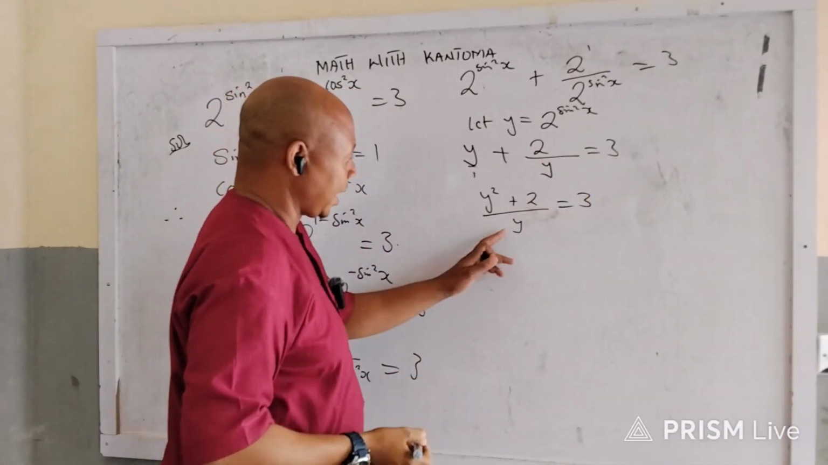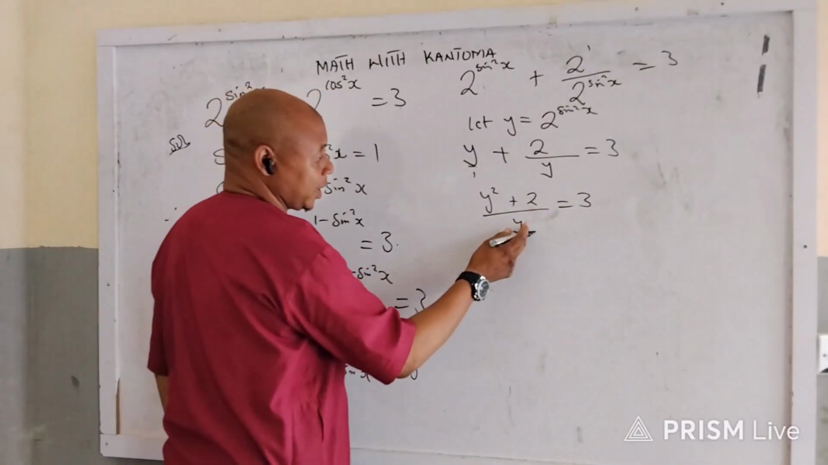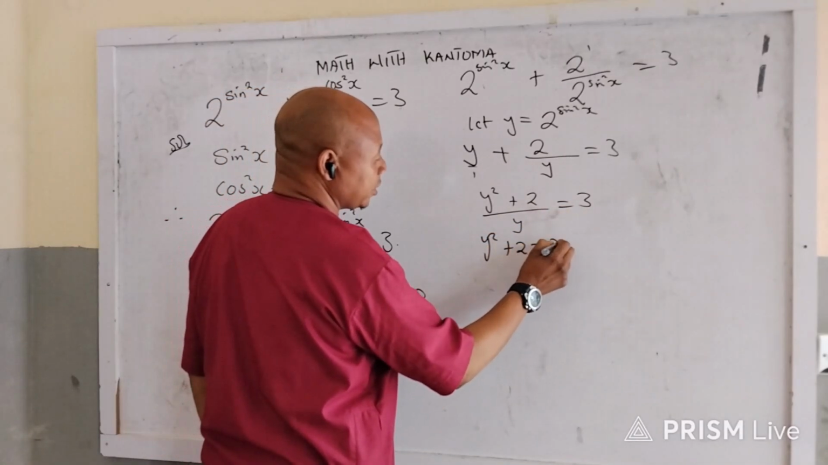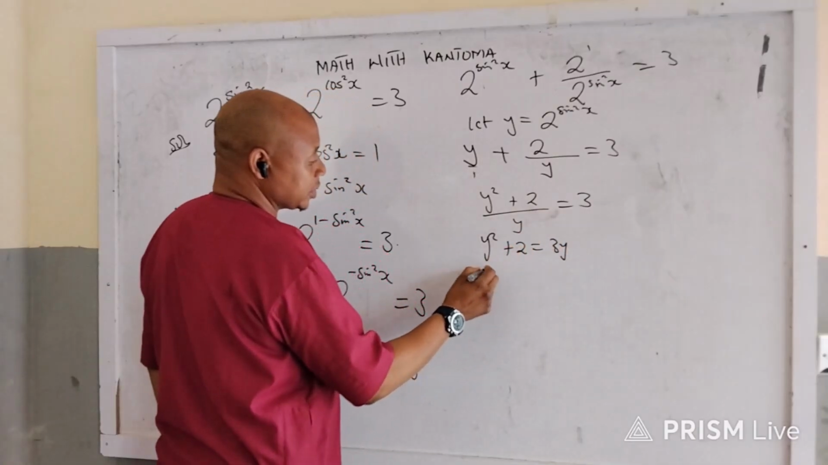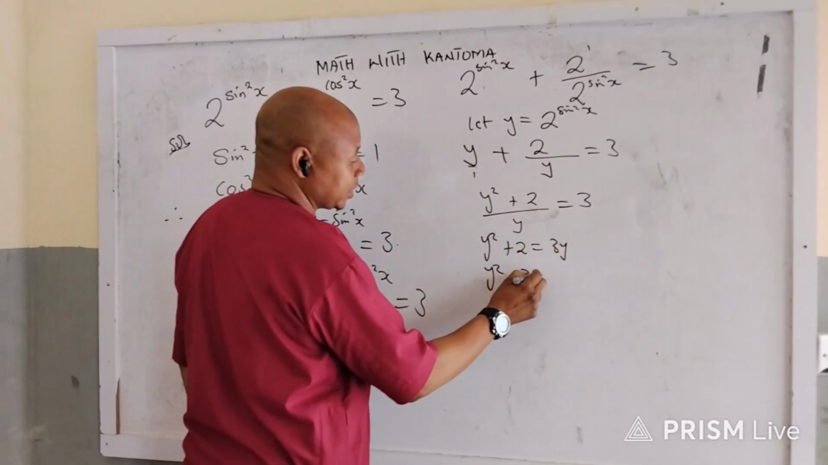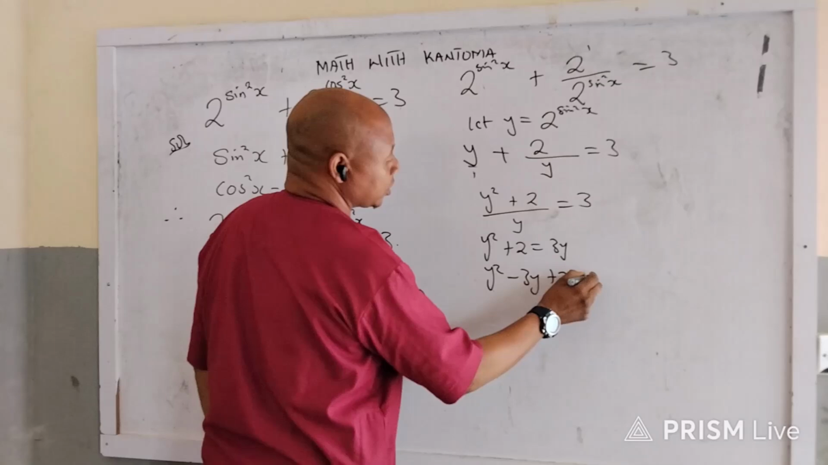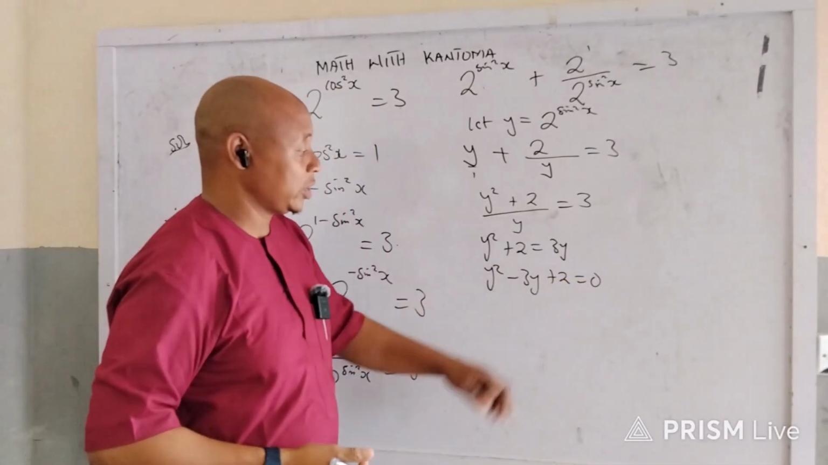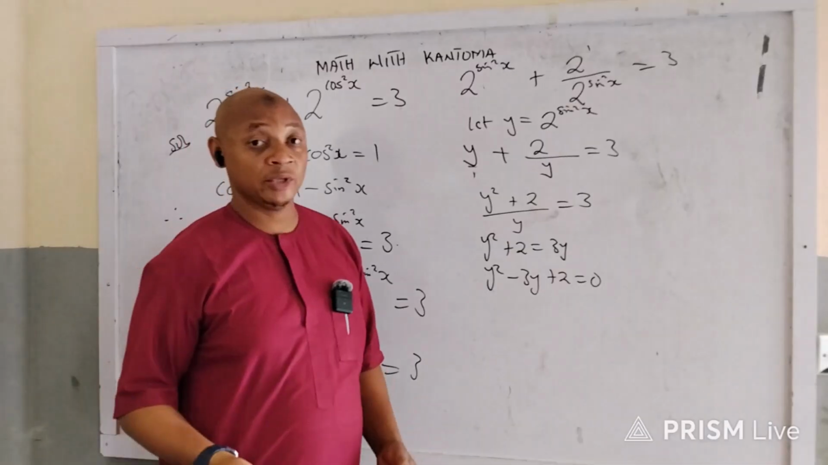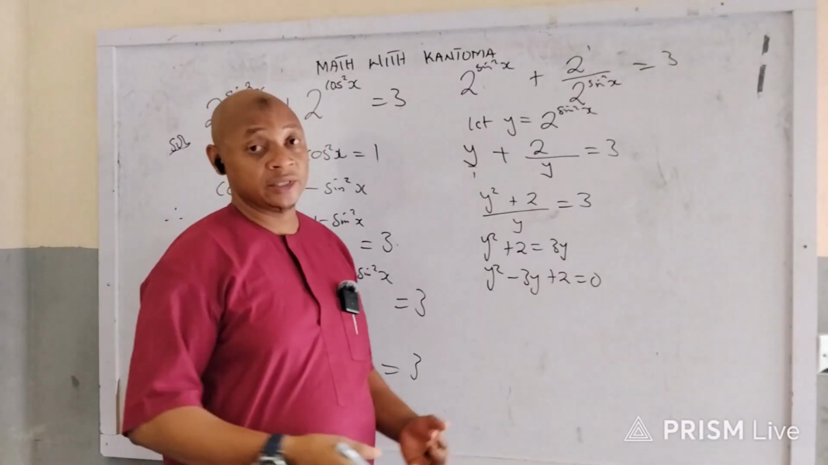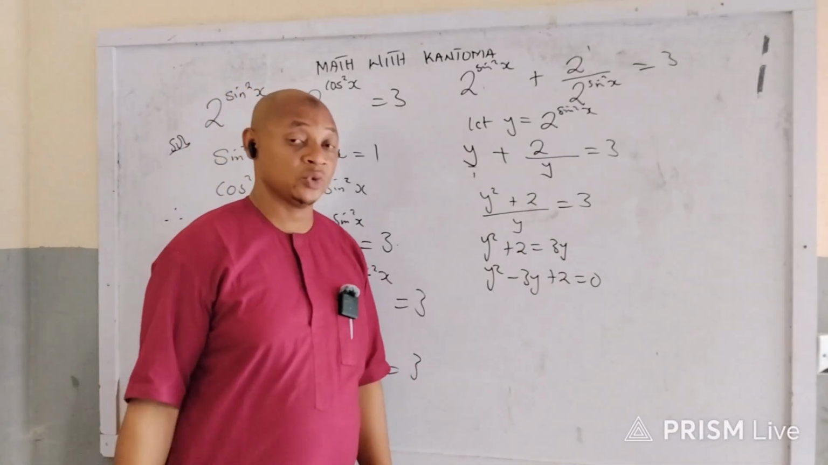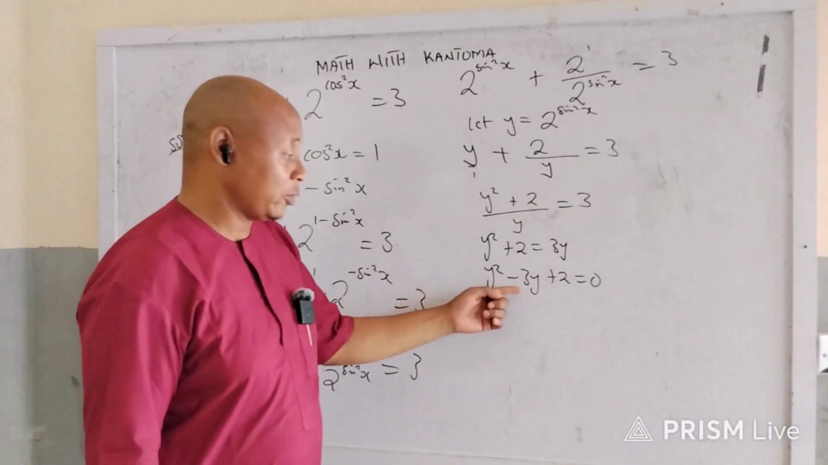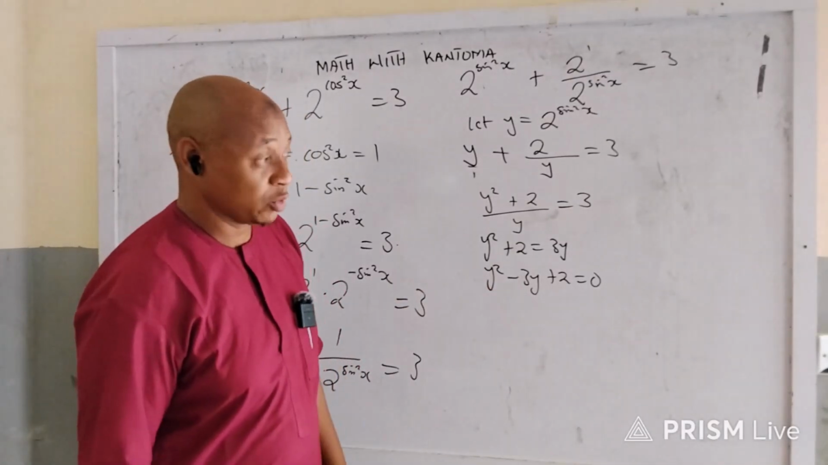Next, I can cross multiply from here also. Multiply this y by 3. So I'll have y squared plus 2 is equal to 3y. Take the 3y across to preserve the equality. I have y squared minus 3y plus 2 is equal to 0. This is now a quadratic equation. So I can solve this quadratic equation either by completing the square method, by factorization, or by formula. Whichever method is suitable for us, we can use it and solve the quadratic equation. But today I'll be using factorization, which is much easier.